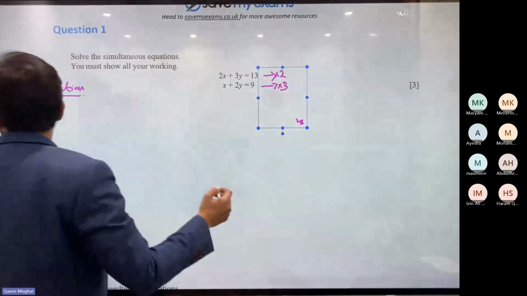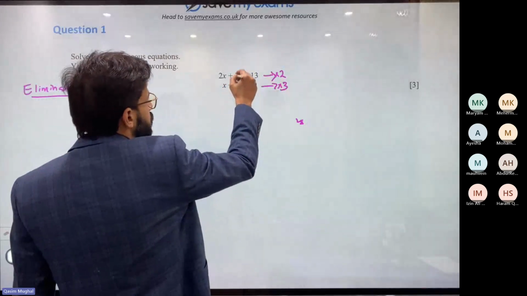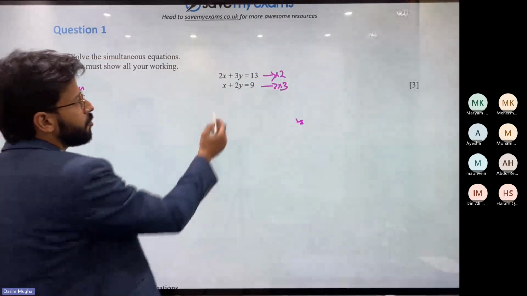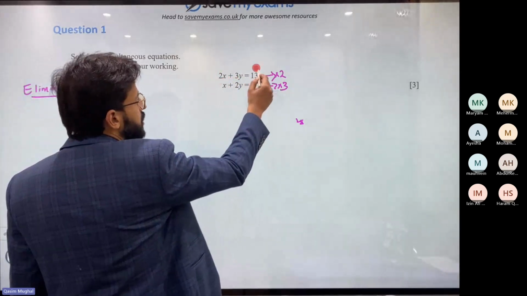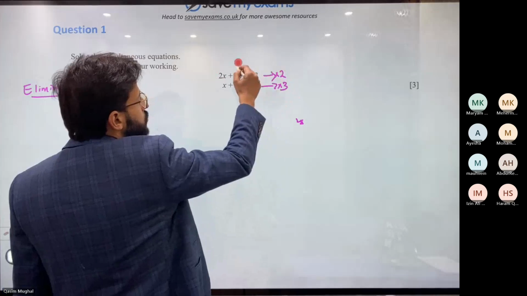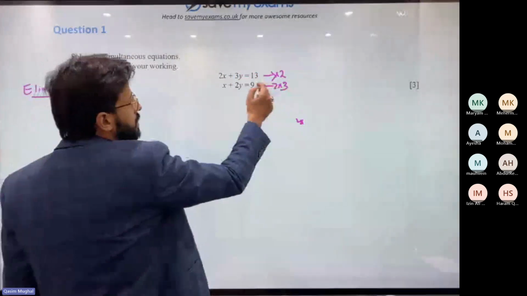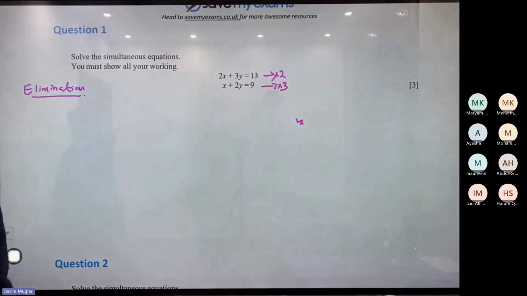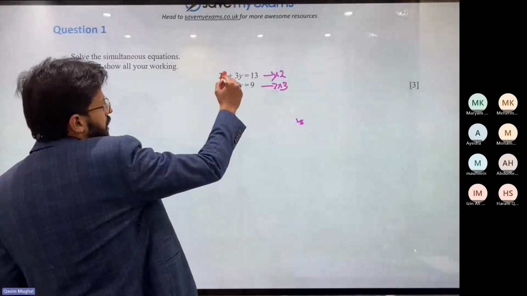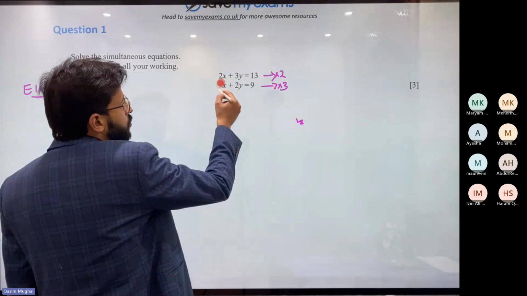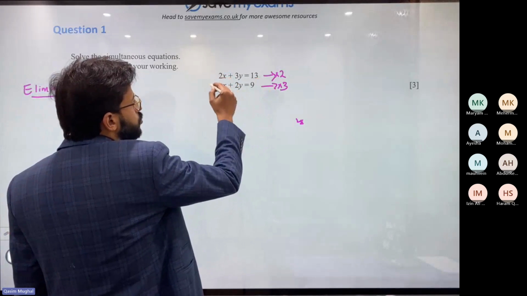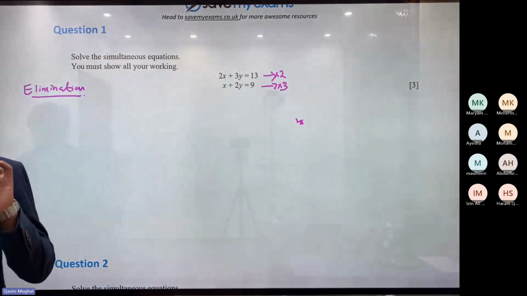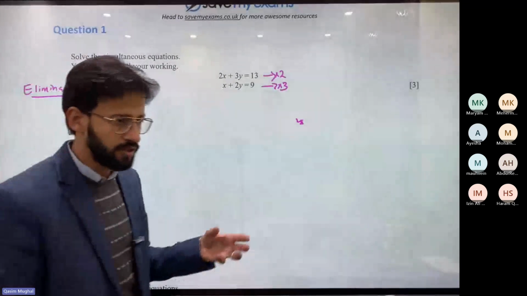Let me elaborate this again. If I want to make the coefficients of y same, I need 6 because 6 is the common multiple of 2 and 3. In order to make this 3 as 6, I'll need to multiply this entire equation with 2, and this entire equation with 3 so that it becomes 6. In order to make the coefficient of x same, this is 2. All I have to do is multiply the second equation with 2 only so that I have 2 here. So which path is easier over here? Making the coefficient of x the same.